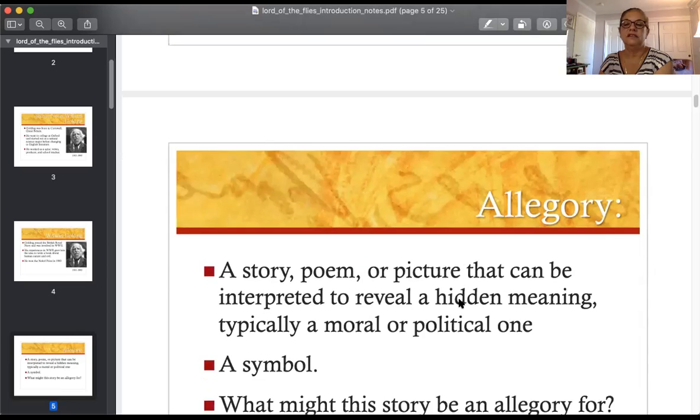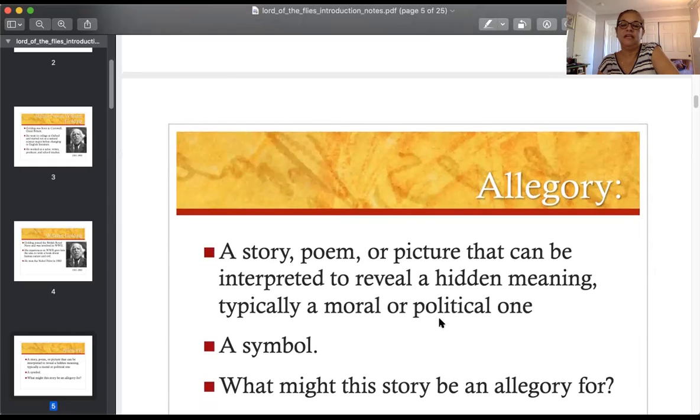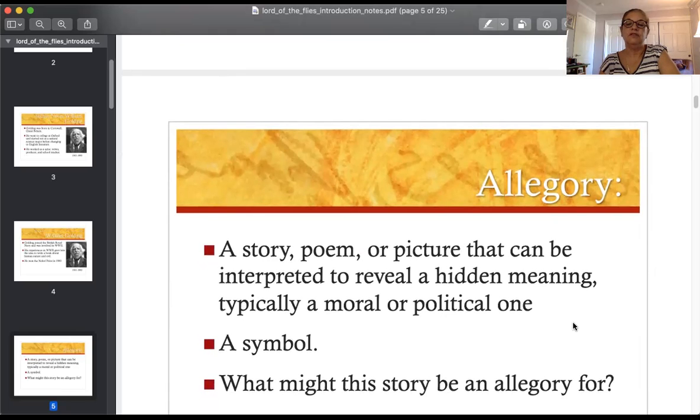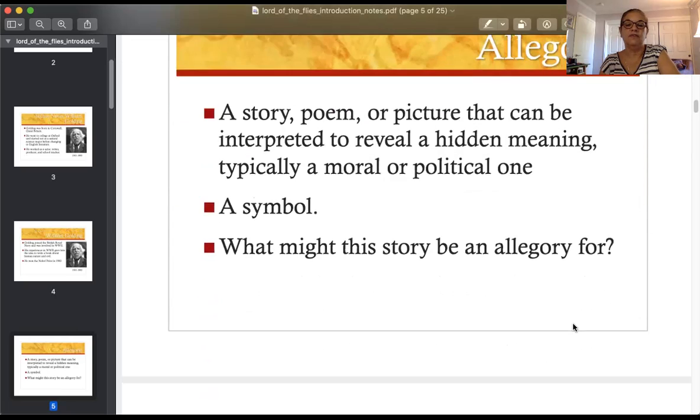All right, so this story is an allegory, which is a story, poem, or picture that can be interpreted to reveal a hidden meaning, typically a moral or a political one. It's a symbol. So when you're reading the story, think about what this story might be an allegory for.